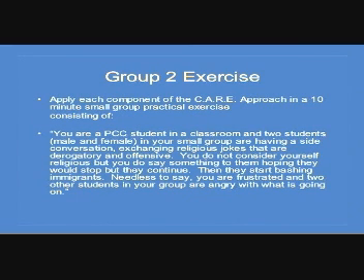Group 2 exercise. Apply each component of the CARE approach in a 10-minute small group practical exercise consisting of: you are a PCC student in a classroom and two students, male and female, in your small group are having a side conversation, exchanging religious jokes that are derogatory and offensive. You do not consider yourself religious, but you do say something to them, hoping they would stop, but they continue.